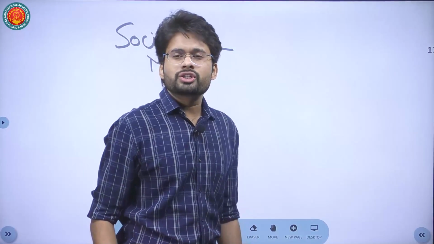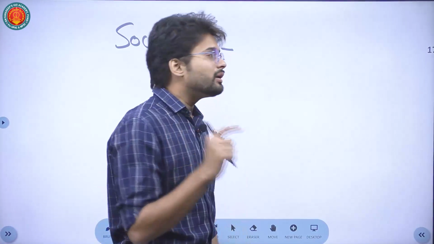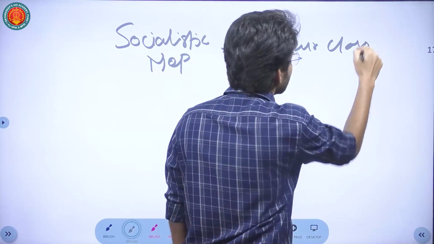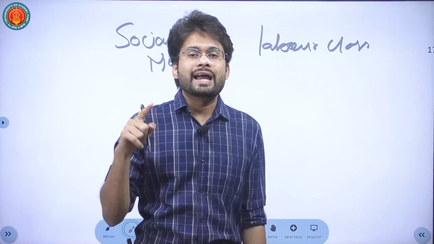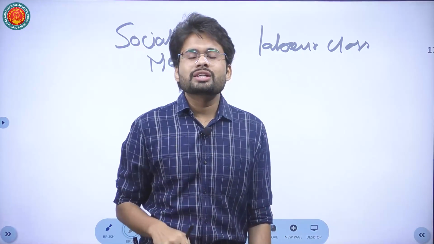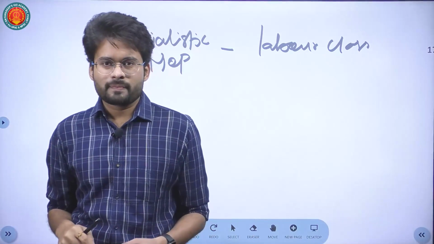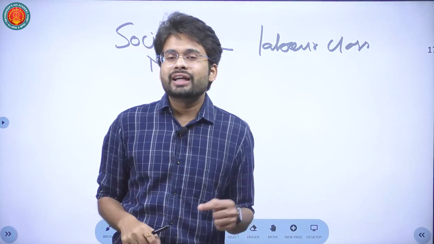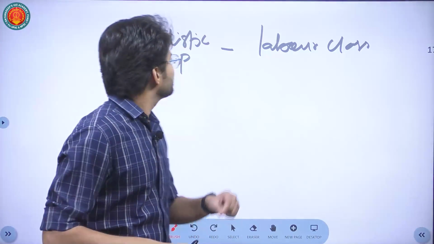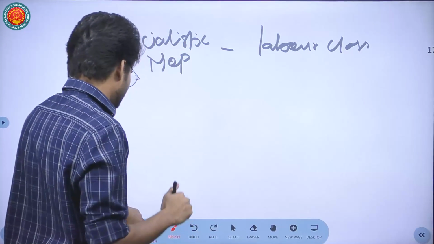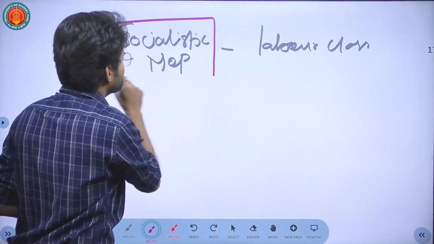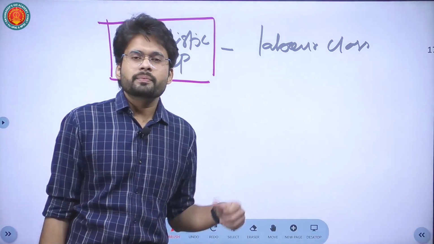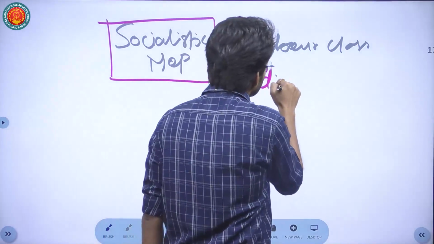In the socialistic mode of production, the labor class will now own everything. The labor class will start owning the factory, the produce, the material conditions, and that's how, according to Marx, the socialistic mode of production is nothing but, he used another term for it, called the dictatorship of the proletariat.